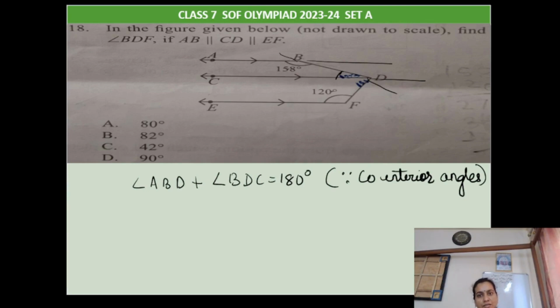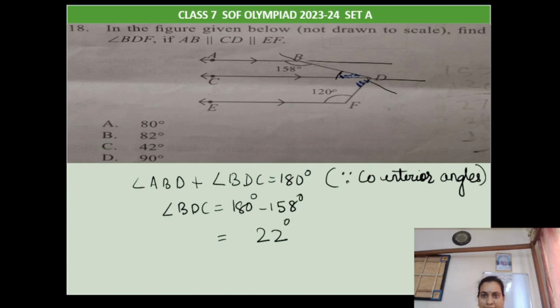And these two angles are called a pair of co-interior angles. So that's why angle ABD, which is 158 degrees, and this angle BDC that we will now get are both equal to 180 degrees. So angle BDC will be equal to 180 minus angle ABD. Angle ABD's measure has been given to us as 158 degrees. So how much is that? 10 minus 8 is 2 and 7 minus 5 is again 2, so it is 22 degrees.